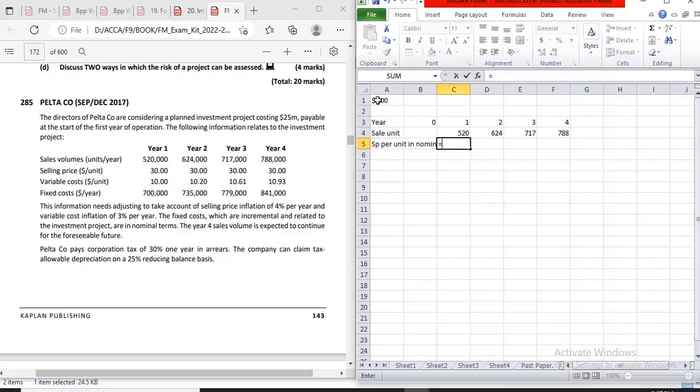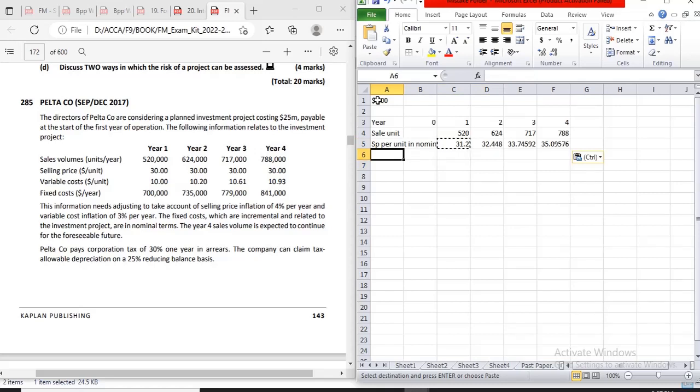And how do we get that? The selling price is constant throughout the years, 30, multiplied by 1 plus the inflation rate of 4% to the power 1. For the second year again 30 times 1 plus 4% to the power 2, for the third year power 3, and for the fourth year power 4. So this is how we get the selling price per unit in nominal terms.